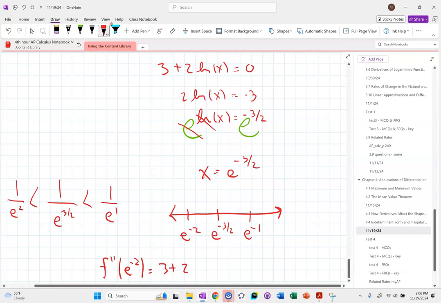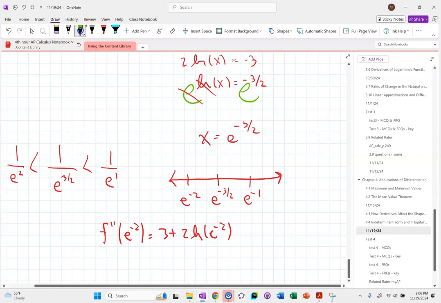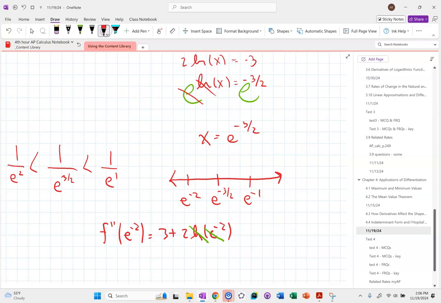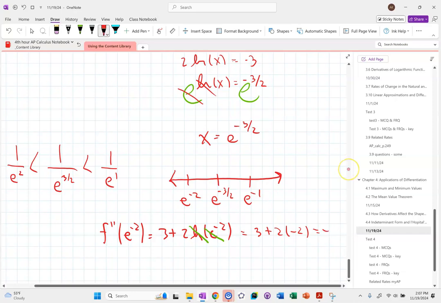When I check then, the second derivative at e to the negative 2 is going to be 3 plus 2 times natural log of e to the negative 2. I remember that log base e cancels exponent base e. So it would be 3 plus 2 times negative 2. So that's going to give me negative 1.